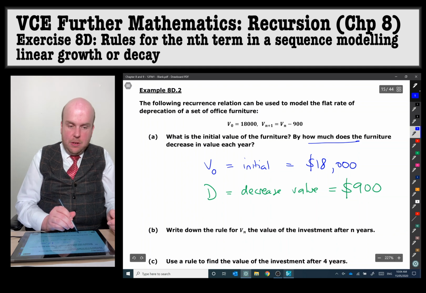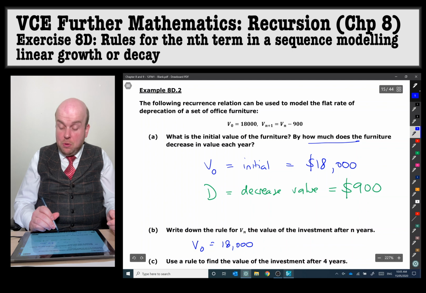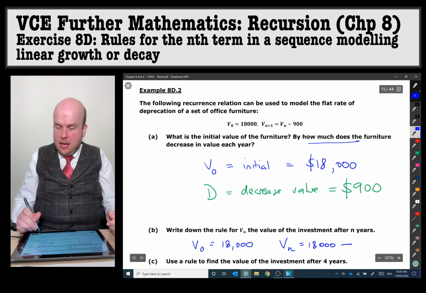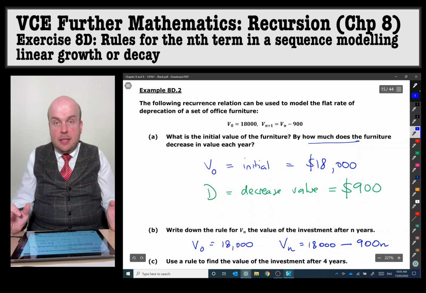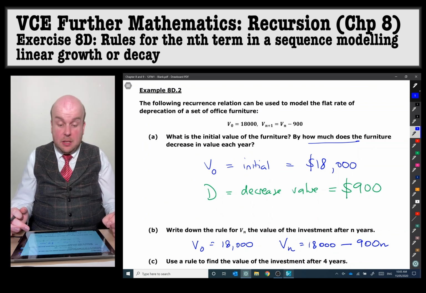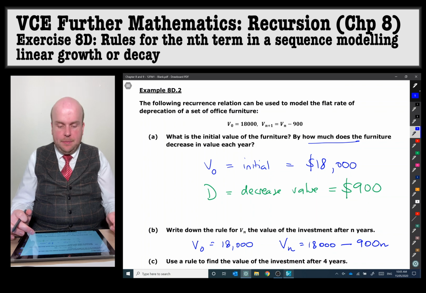Write down the rule for Vn, the value of the investment after n years. So again, our V0 is equal to 18,000. And the rule will look like Vn is equal to 18,000 minus, and we're losing $900 each time, and times it by the number of, I'm guessing it's going to be years here, each year.